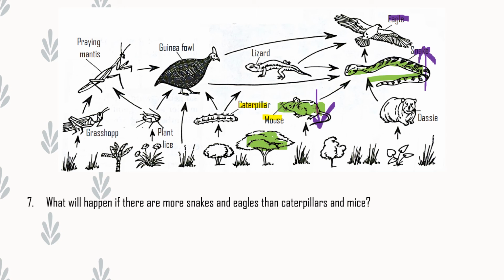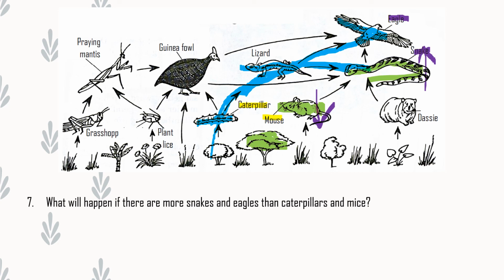Right, so what will happen if there are more snakes and eagles compared to caterpillars and mice? Looking at a different food chain in which they are all connected, there we have the caterpillar, the lizard will eat the caterpillar, and the eagle would eat the lizard. So this food chain is one where they're also all connected. And then even the lizard will be eaten by the snake. So that's a third food chain in which they're all connected.